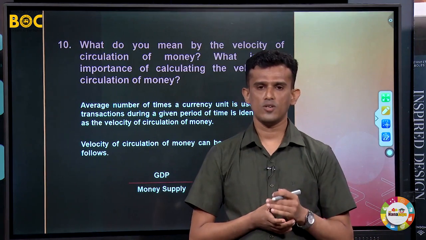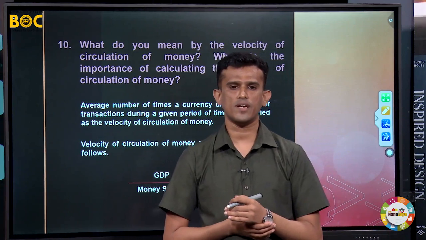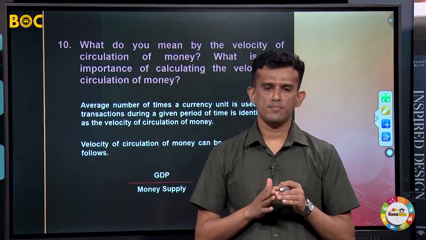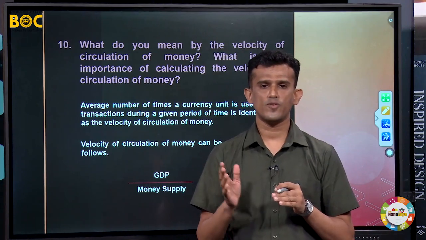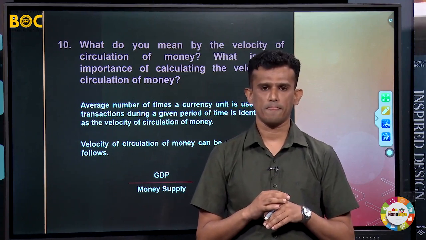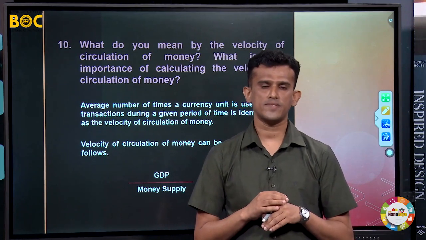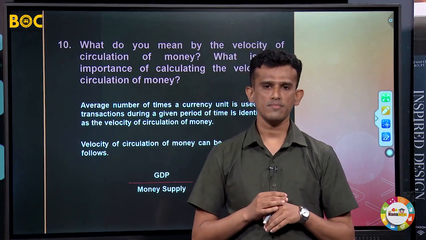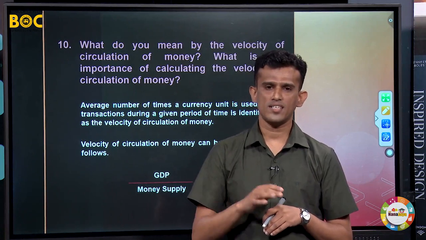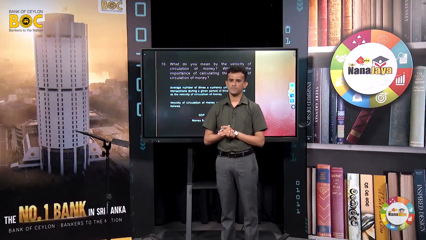The same currency note may be used some number of times for transactions during a given period of time. So this average number of times a money unit is used for transactions during a given period of time is what we identify as the velocity of circulation of money. But when we are practically calculating this, we can't go behind each currency note and see how many times each currency note is used for transactions.